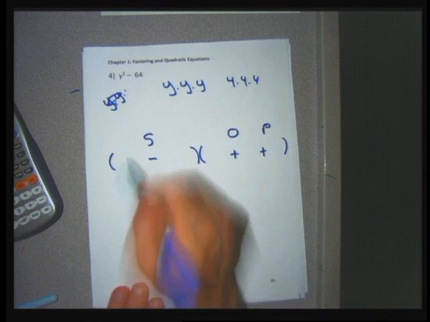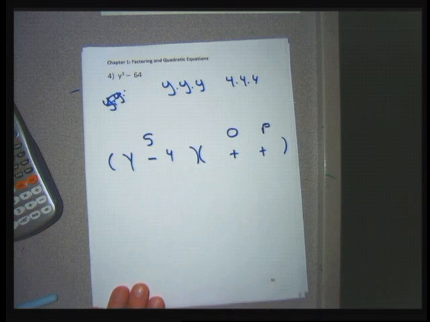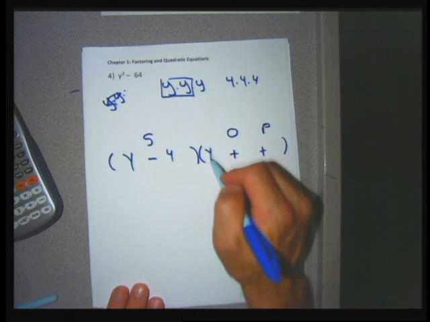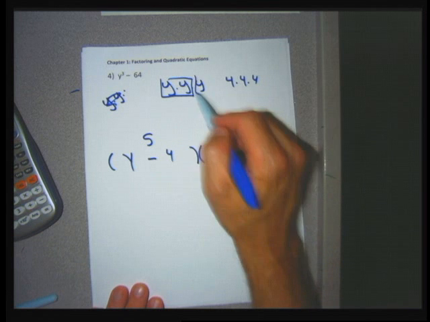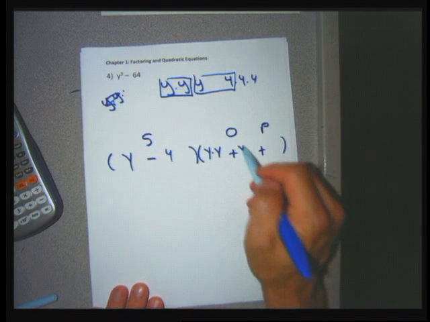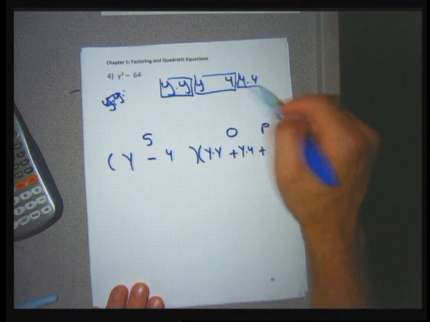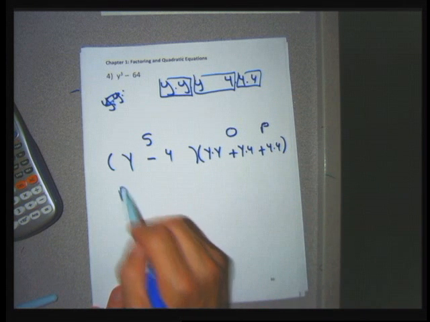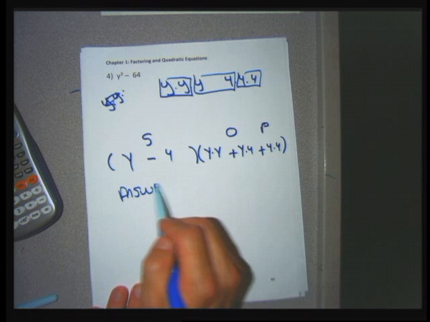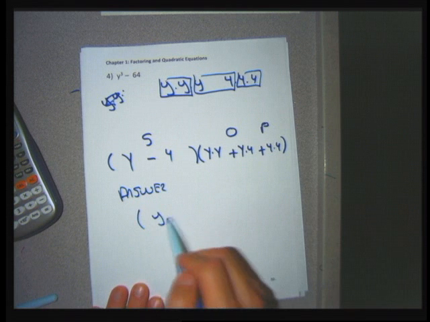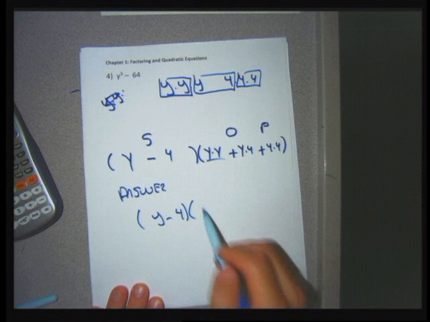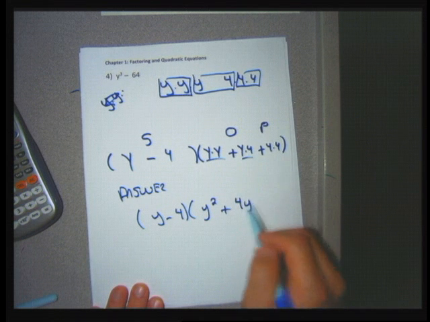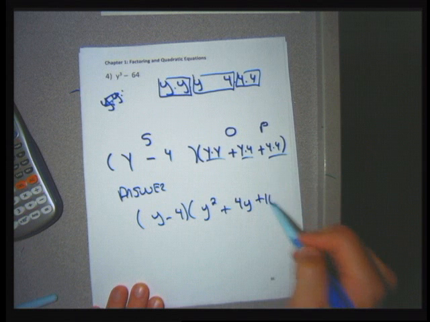First parentheses, one of each. 1y and 1, 4. Second parentheses, I'm going to start making pairs. First pair, y times y. Second pair, y times 4. Last pair, 4 times 4. First parentheses is going to stay y minus 4. Second parentheses, the y times y, I'm going to make a y squared. The y times 4 I'm going to write as 4y. And the 4 times 4 I'm going to write as 16.